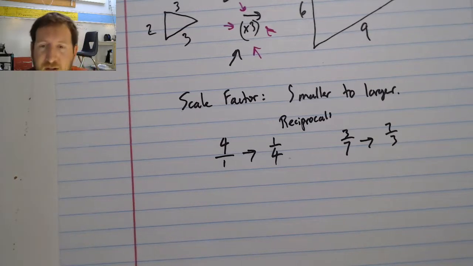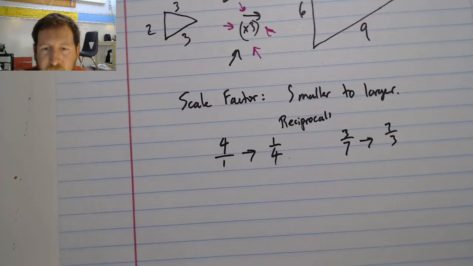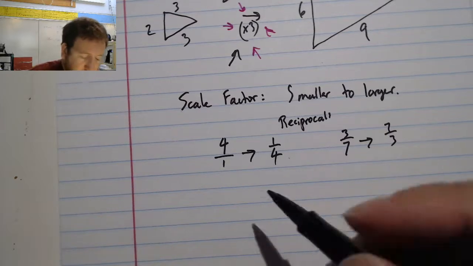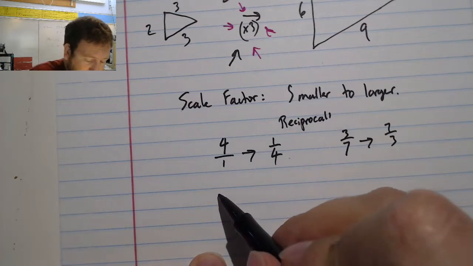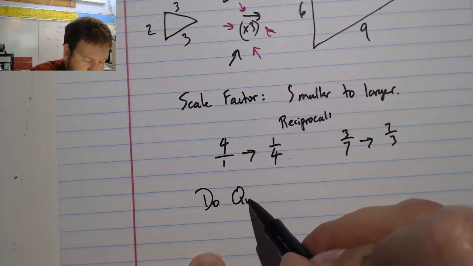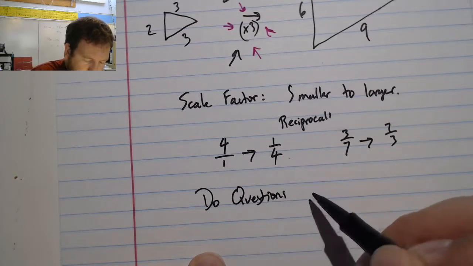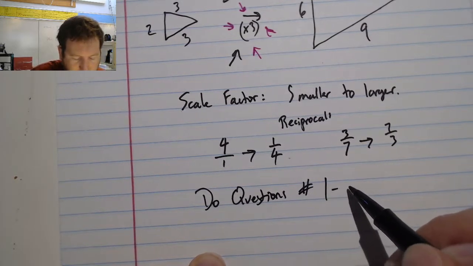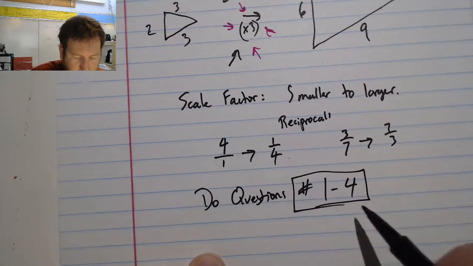And for this section, I'm not a fan of the later questions. So I just want you to do the questions number 1 through 4, which is going to be pretty quick. Do questions numbers 1 through 4. That's it.